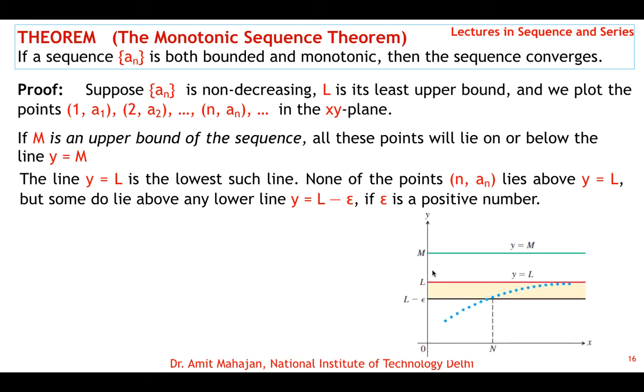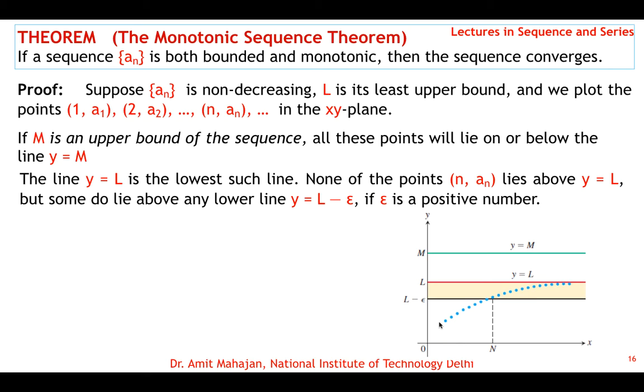Maybe there is a plot here. Let these be the points a1, a2, a3 and so on. If M is an upper bound of this, then all the points will lie on or below y equals M. And because L is the least upper bound, this is also true for y equals L.